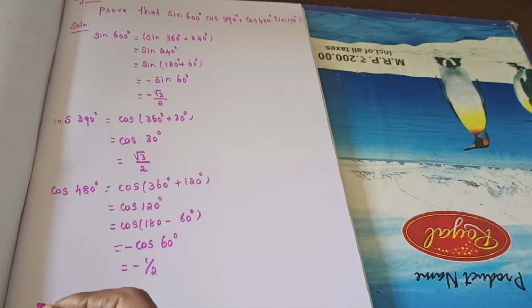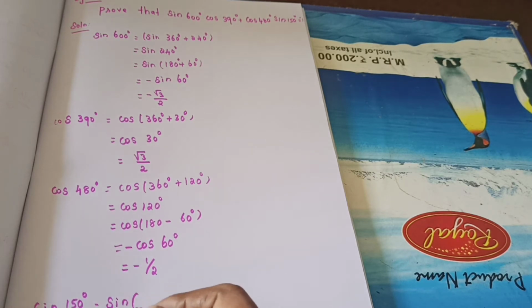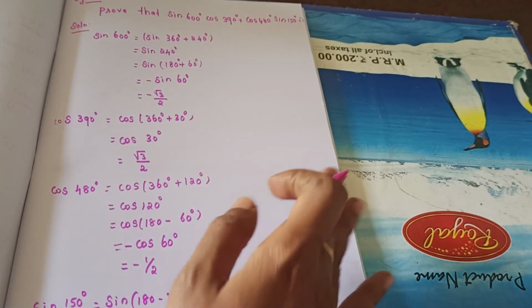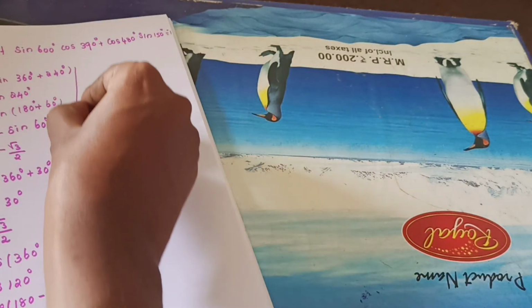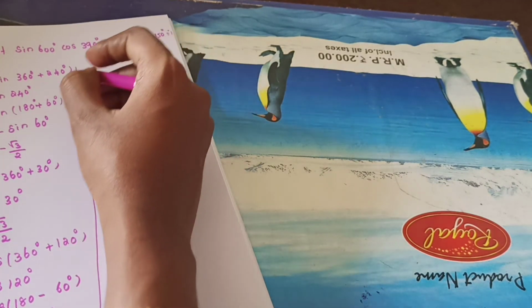Okay. Then last one. So what's the only balance? Sin 150 degree. How will you write this? Shall I write 180 minus theta? So 180 minus 30 degree. So sin of 180 minus theta means sin 30 degree. What's the value? 1 by 2. We have found out all the values. Just substitute and simplify. Substitute all the values here.